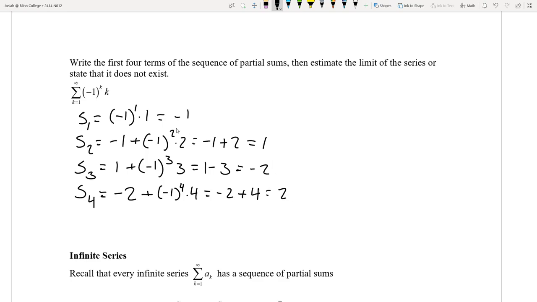And so we can see the pattern here. It looks like we're both alternating signs and the magnitude is growing. And so we'll state that so far the partial sums are oscillating and also growing. So we say growing in magnitude.